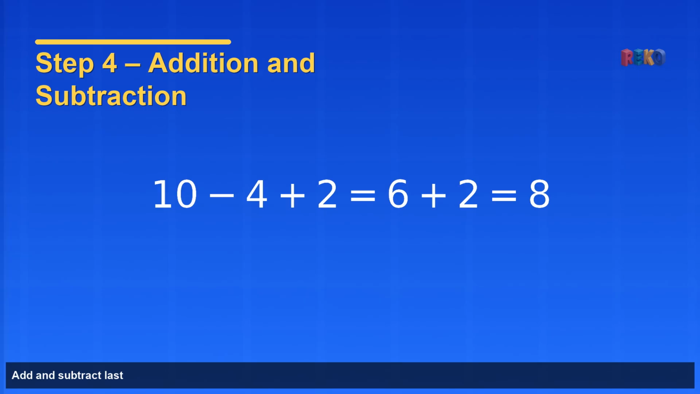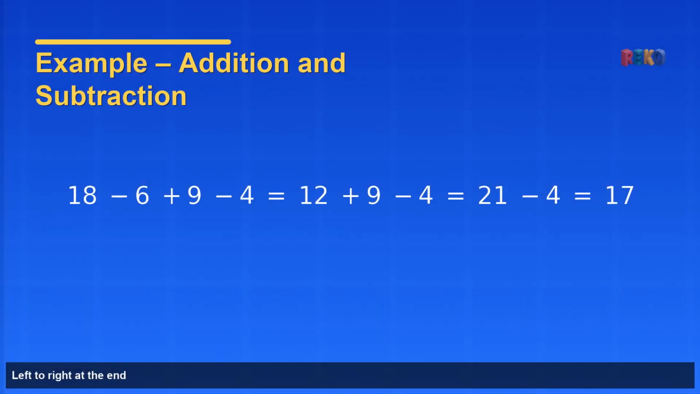Addition and subtraction are always completed last. They share the same priority, so you simply work from left to right. Here, we start with 10 minus 4, which gives 6, and then add 2 to get 8. If you reverse the order or add it first, you get a different answer. Left to right processing keeps everything consistent and accurate.